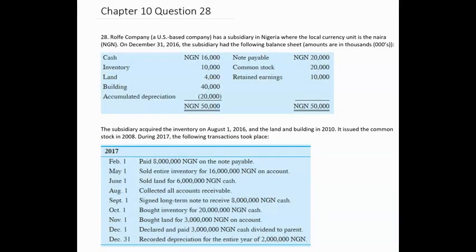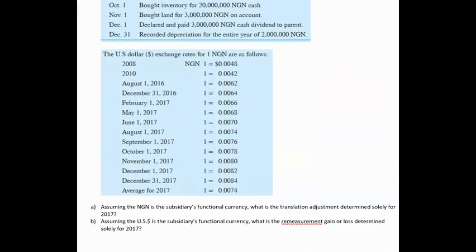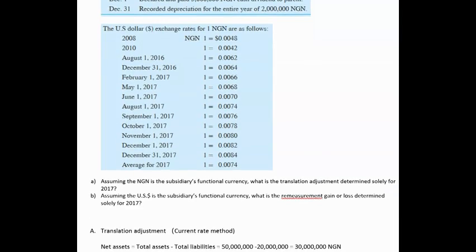Chapter 10, Question 28. In this question, we have two questions. The first is, assuming the NGN is the subsidiary's functional currency, what is the translation adjustment determined solely for 2017? Question 2, assuming the US dollar is the subsidiary's functional currency, what is the remeasurement gain or loss determined solely for 2017? Okay, so let's look at the first question now.